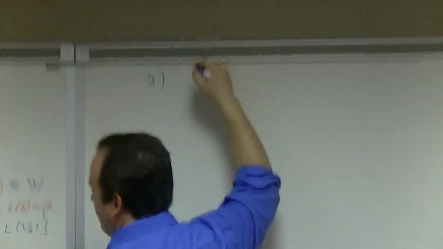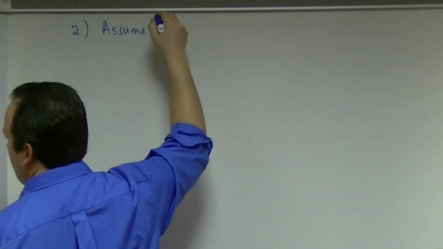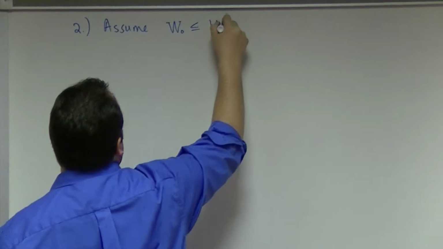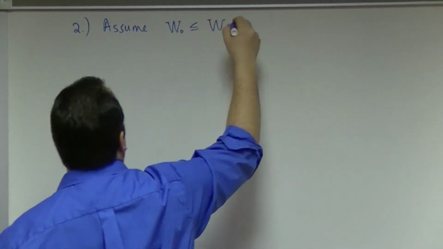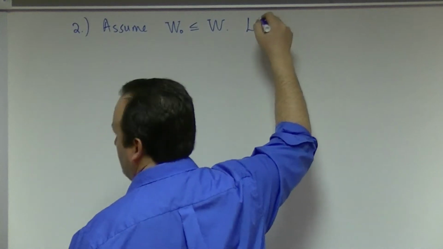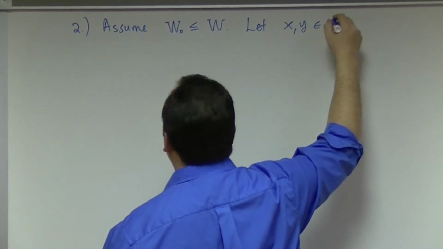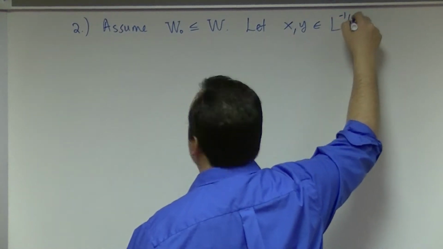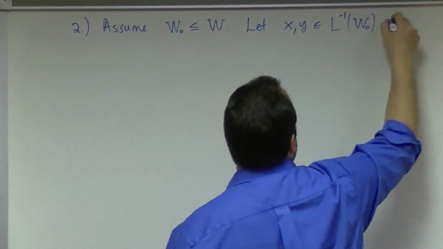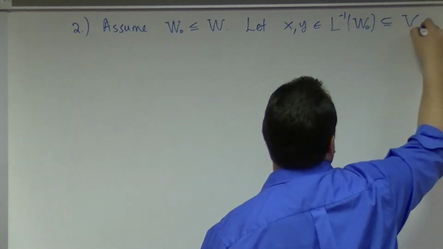So the next one here, let's try to go the other way. Assume W naught is a subspace of W. Then let's see here. Let x and y be elements of L inverse of W naught, which is, by the way, a subset of V by definition.